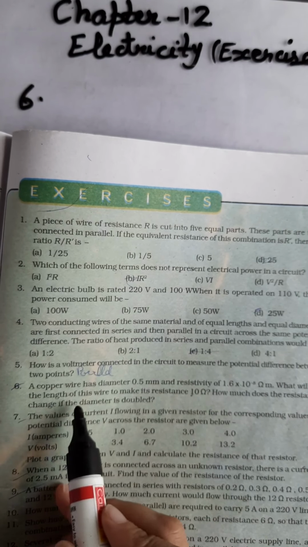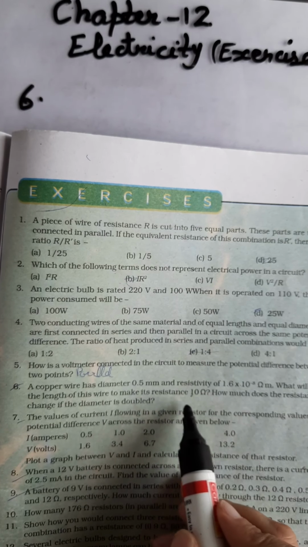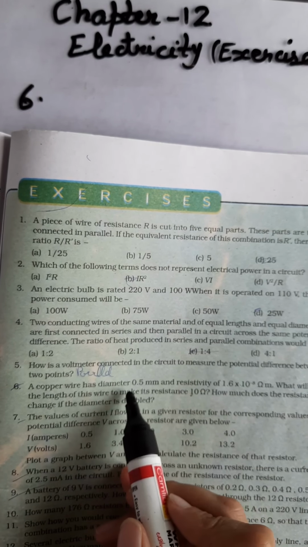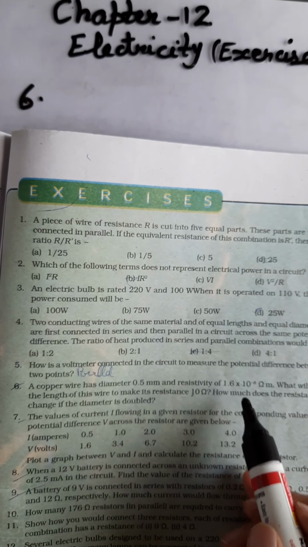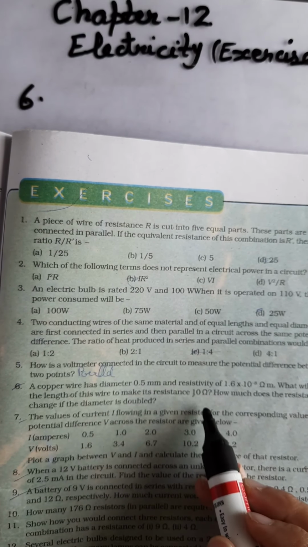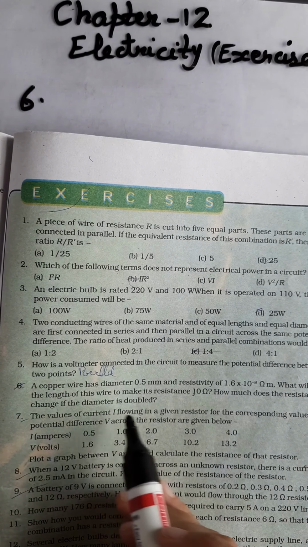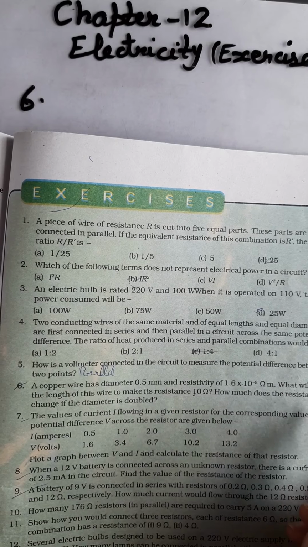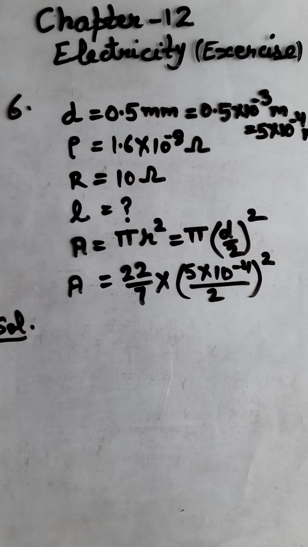What we have to find? The length of the wire, to make its resistance 10 ohm. So resistance is given, 10 ohm. We have been given the diameter, and by using this diameter we will calculate the area of the wire. Resistivity is given, so we have to find the length. After calculating the length of the wire, another part of this question is: how much does the resistance change if the diameter is doubled? So let us do it.